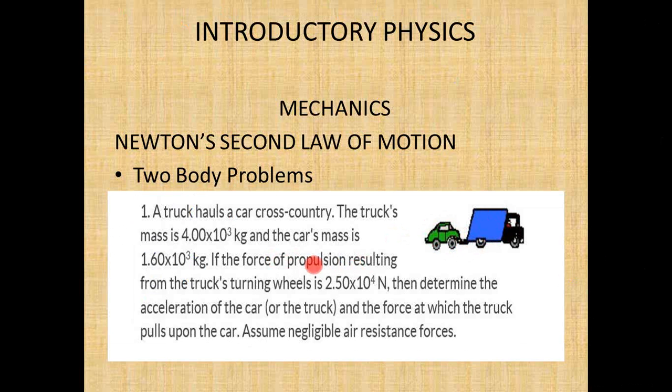If the force of propulsion resulting from the truck's turning wheels is 2.5 times 10 to the power 4 newtons, so that is the force of propulsion from the tow truck, then determine the acceleration of the car or the truck and the force at which the truck pulls upon the car, assuming air resistance is negligible. So you understand the problem.